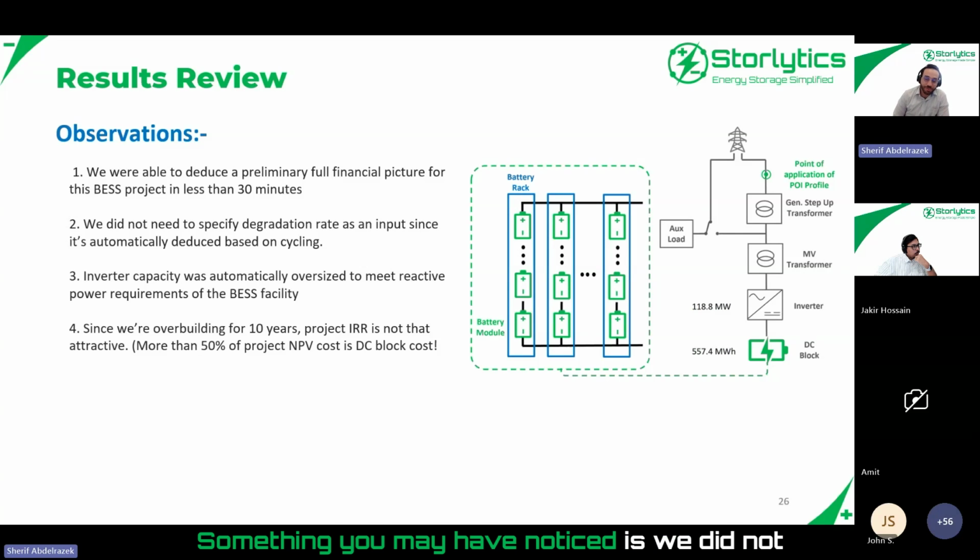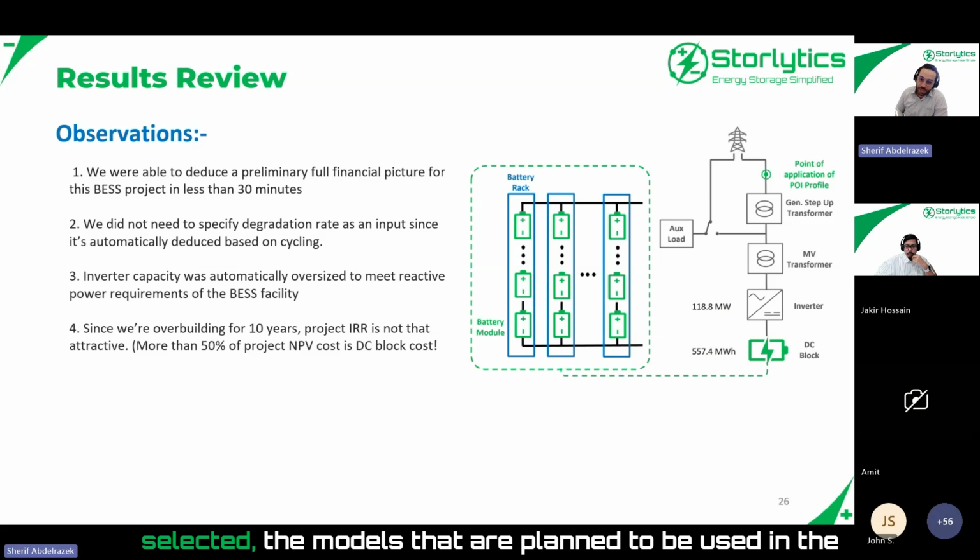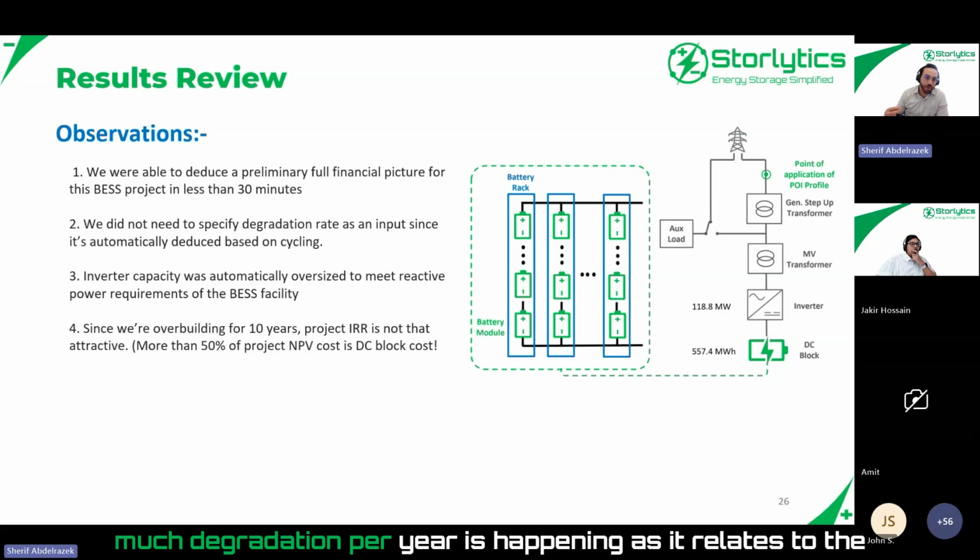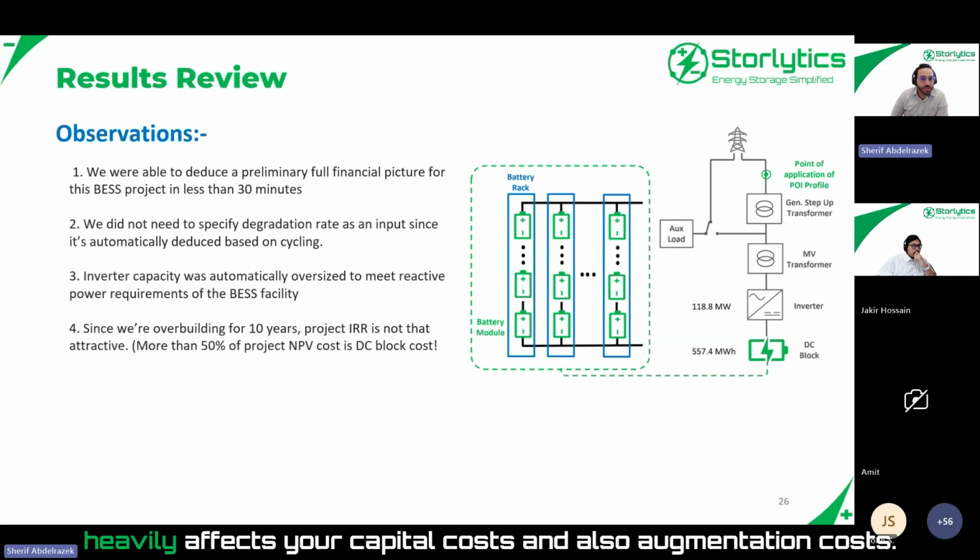But all right, second one here. Something you may have noticed is we did not need to input any assumption on degradation rate. We just described how the system is being dispatched, selected the models that are planned to be used in the project, and degradation was automatically calculated because, like I said, it does make a huge difference how much degradation per year is happening as it relates to the beginning of life capacity of the system you'll need, which heavily affects your capital cost and also augmentation costs.